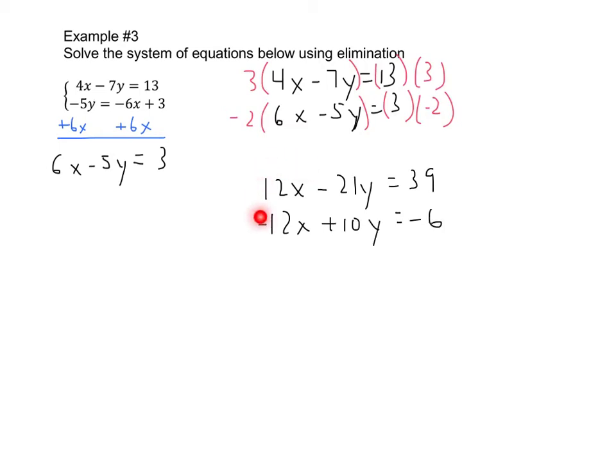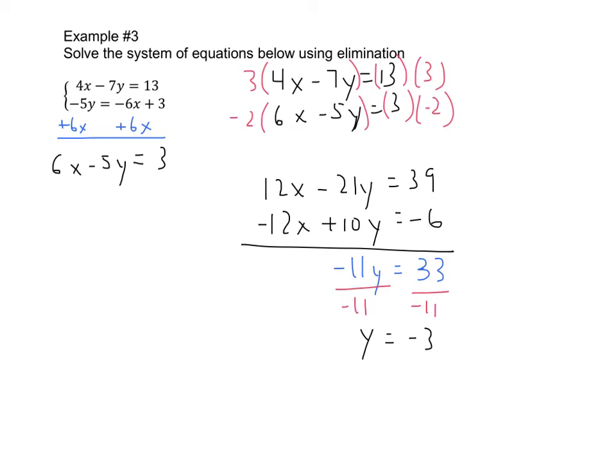Again, right here, this is what we want. We have positive 12x, we have negative 12x. We want them to have opposite coefficients. So now let's add these equations together. And we have negative 11y equals positive 33. And then if I divide both sides by negative 11, we get y is equal to negative 3.